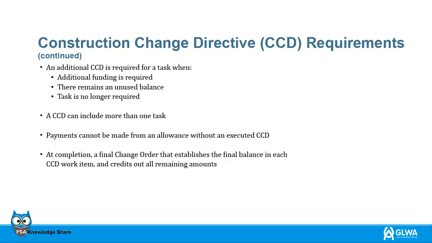An additional CCD is needed for a task when there is additional funding, an unused balance, or the task is no longer required. There can be more than one task in a CCD. You cannot make payment from an allowance without an executed CCD in place. When the task is completed, a final change order will show the final balance in each CCD work item and credits out all remaining amounts. This step is critical when closing out the project.